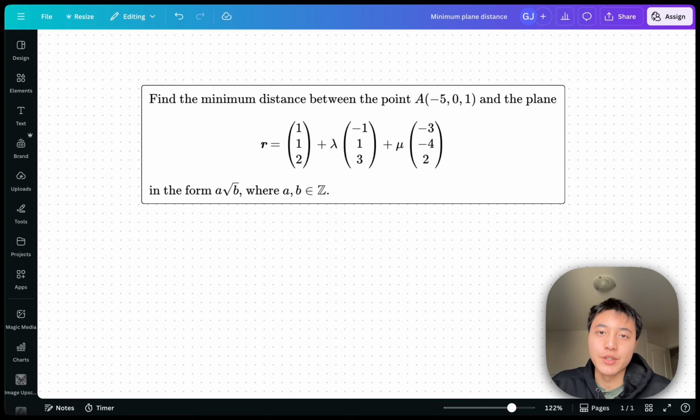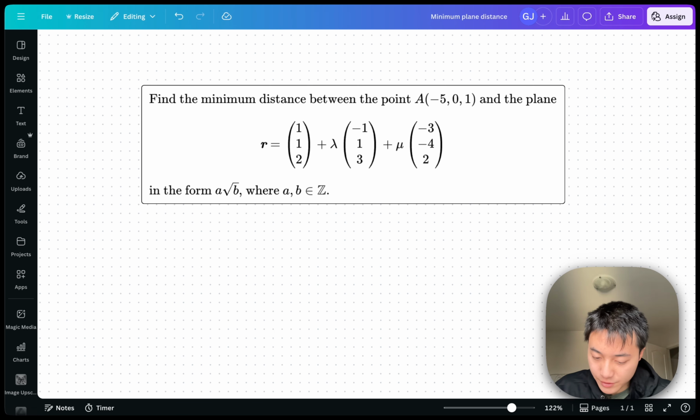Hello, in this video we're going to solve a math question on vectors and planes. We need to find the minimum distance between the point A, which is (-5, 0, 1), and the plane r equals whatever, in the form a square root b, where a and b are both integers.